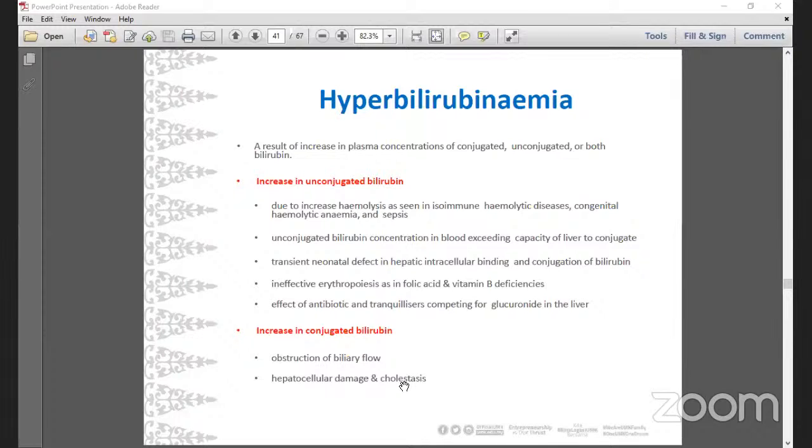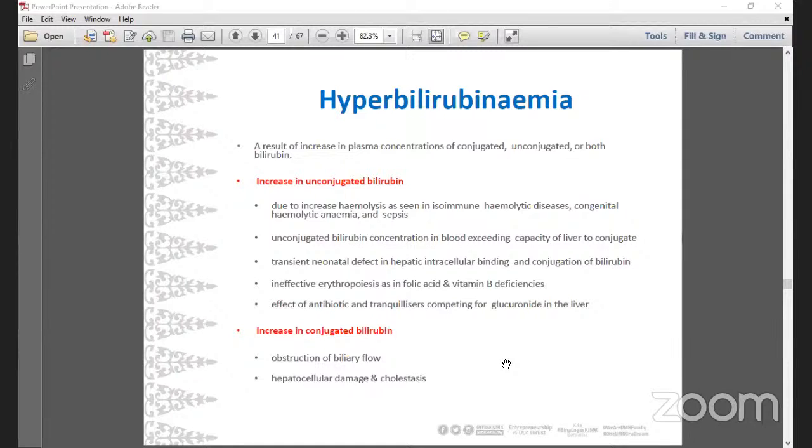In the case of unconjugated bilirubin, we can see it also in neonatal defects in hepatic intracellular binding and conjugation, and in defective erythropoiesis, so there are defects in the red blood cell morphology due to folic acid and vitamin D deficiency. As we know, folic acid and vitamin D are very important for the production of red blood cells in the bone marrow. And in the case of antibiotics and tranquilizers, they will compete with bilirubin for the glucuronidation process in the liver.